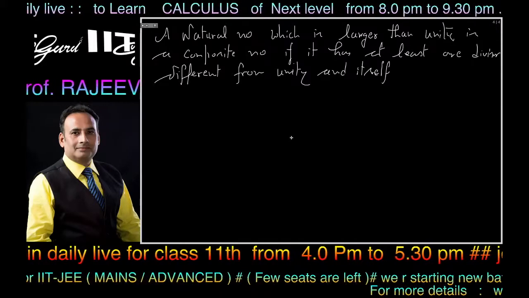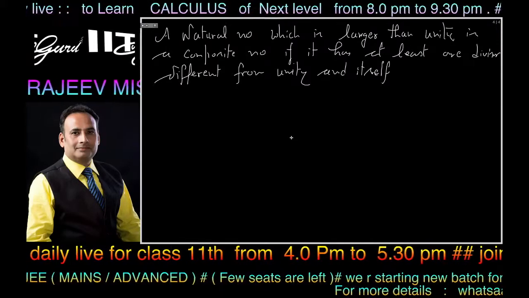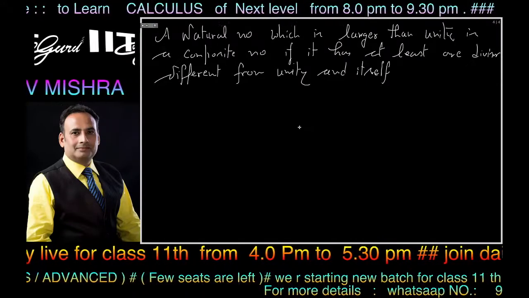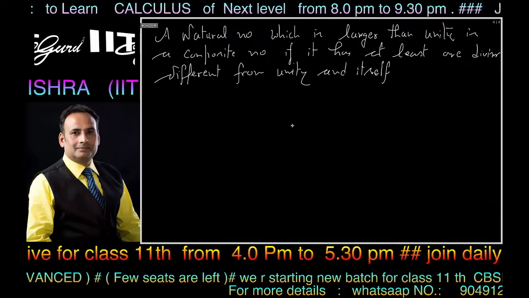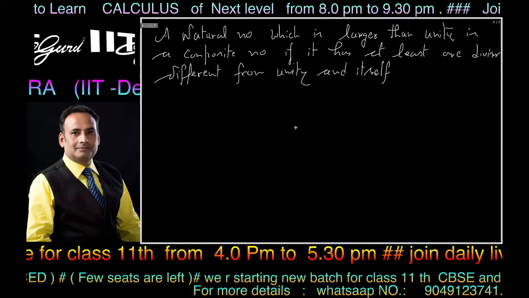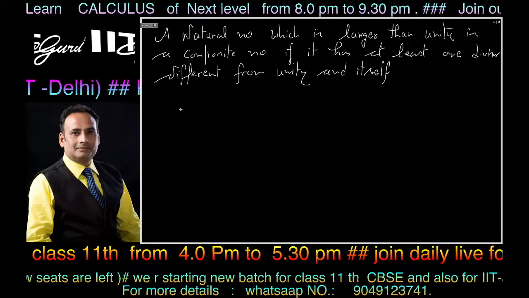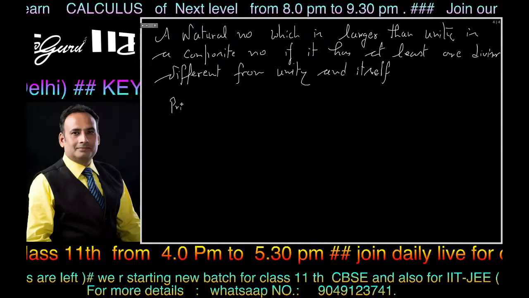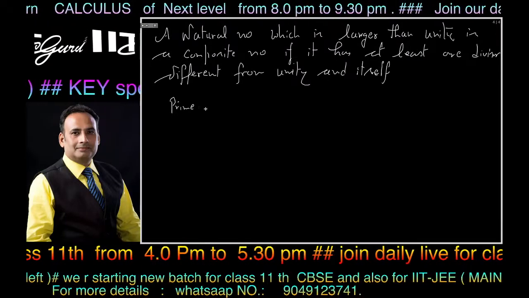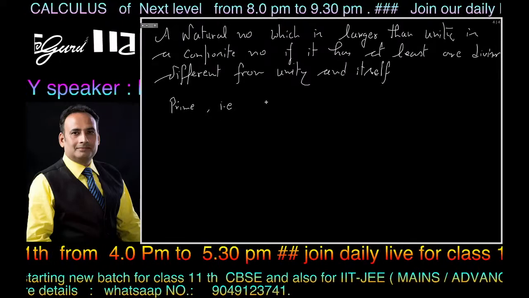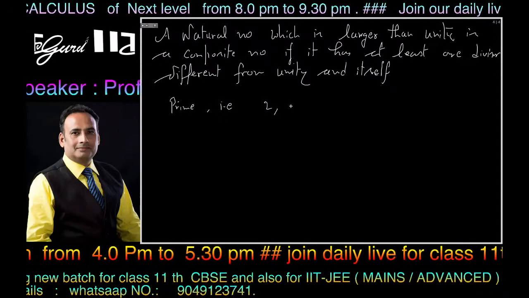So let P be a prime number. If it has exactly two distinct factors, namely 1 and itself, then it is a prime number, right? So what are prime numbers? How do we select a prime number? Examples of prime numbers: the least prime is 2.